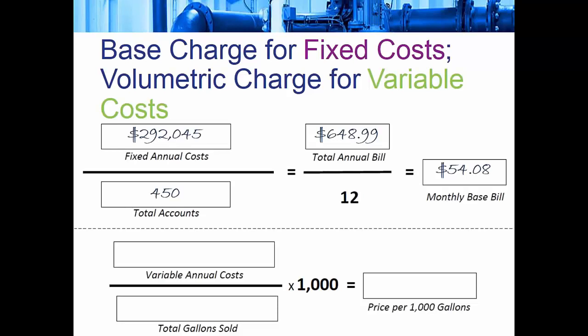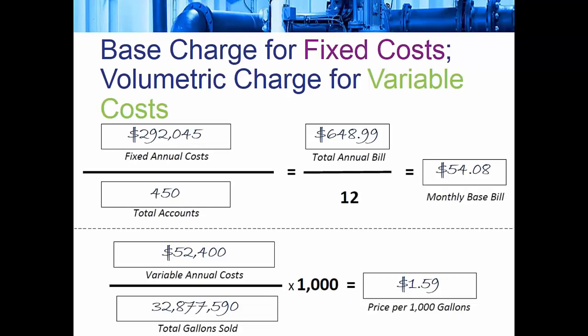Then on the variable side, the total variable annual costs are $52,000. Again, the total gallons sold are 32.8 million. And so we do the math there, divide that, multiply it by 1,000, so we get a price per 1,000 gallons, and it comes out to $1.59. So Irvindale has an option that, again, will give them full cost recovery, that they could charge every one of their accounts $54 a month, and then they could charge $1.59 per 1,000 gallons.